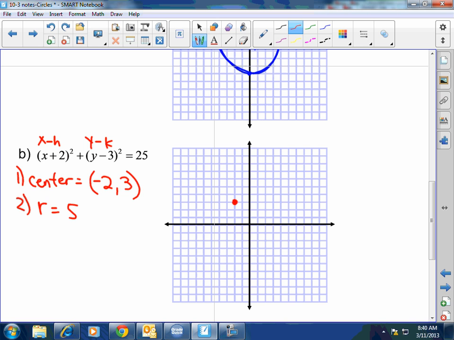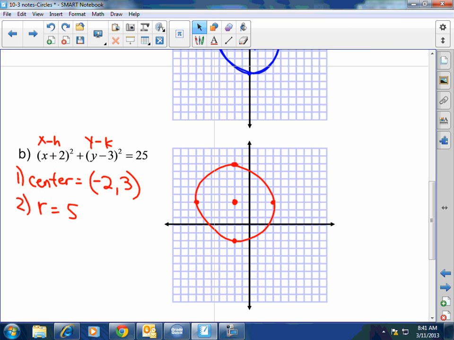And then I'm going to go up 1, 2, 3, 4, 5 from the center. 1, 2, 3, 4, 5 to the right from the center. 1, 2, 3, 4, 5 down from the center. 1, 2, 3, 4, 5 to the left from the center. The best circle I can possibly draw, which again is not that great, but it is totally acceptable. Does that make sense, gentlemen? Pretty simple, right?